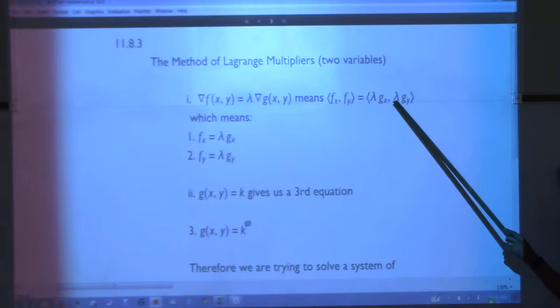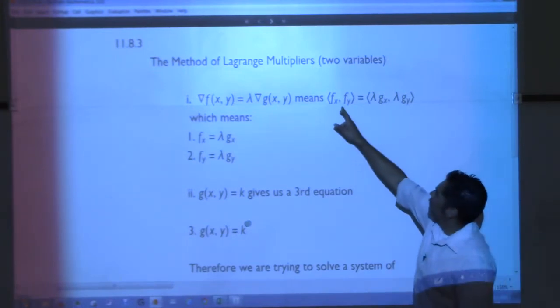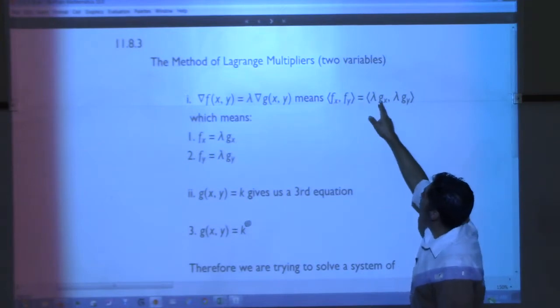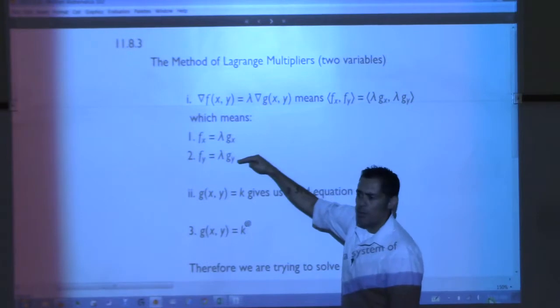And the gradient vector of G is the two partials again, right, with lambda distributed through. Now, for two vectors to be equal, their components have to be equal. So that means I'm going to set the first component equal to the first component, second component to second component, and I come up with these two equations, don't I?